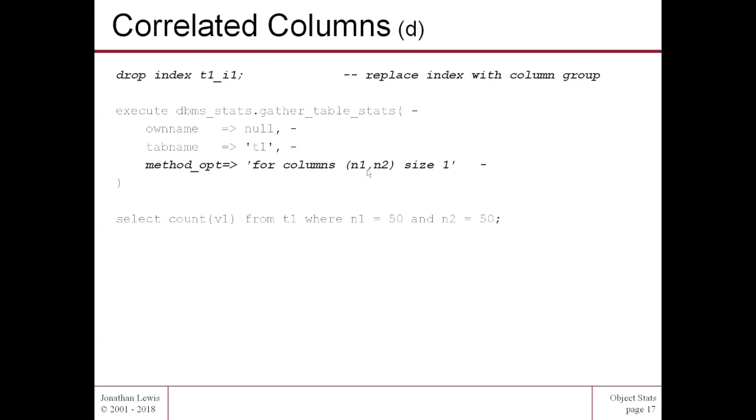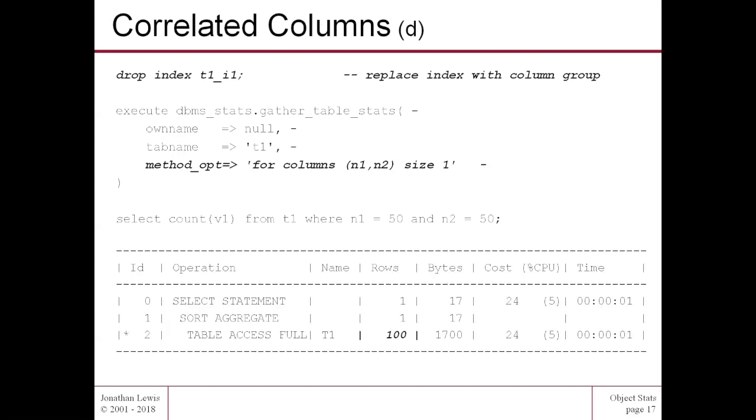With this column group stat in place, again, I run my query, N1 is 50 and N2 is 50. Oracle says, I know that pairing, I've got a column group bit of information about N1 and N2. There's 100 distinct values for the combinations of N1 and N2. My cardinality estimate will come out correct. So column groups are a much nicer, lower cost strategy for giving Oracle information about combinations.